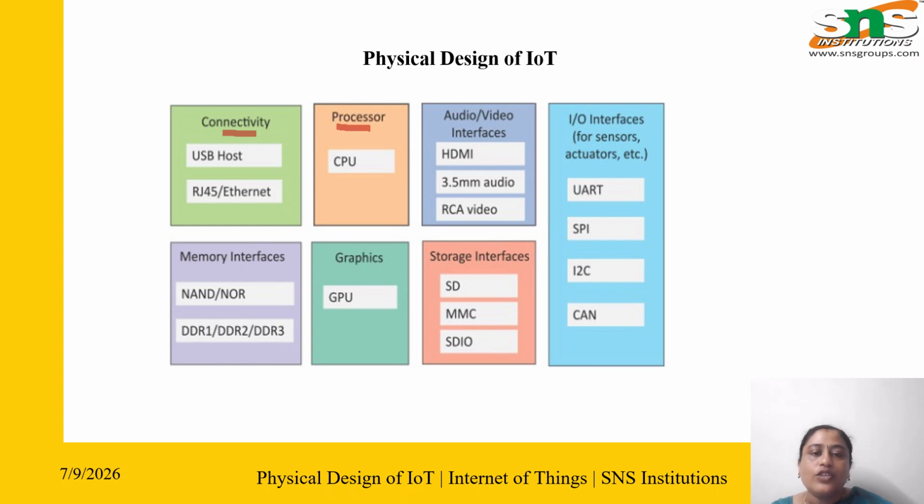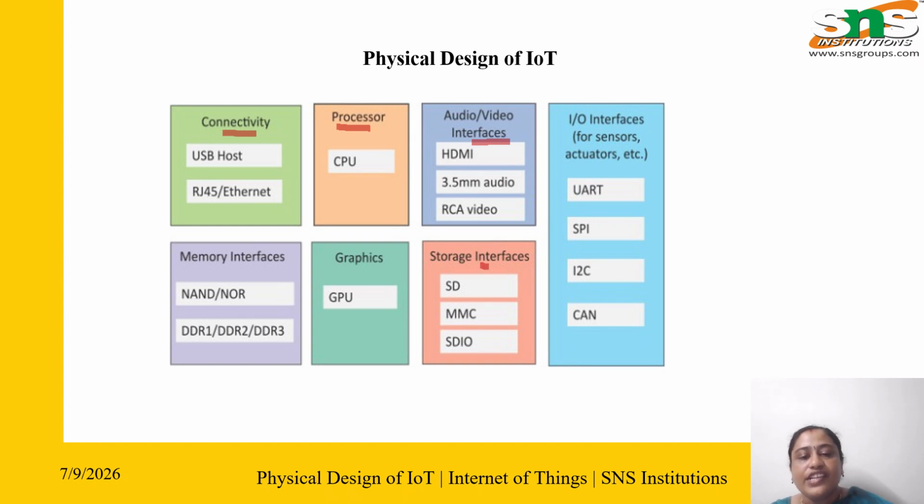The next block is the processor. The processor is the brain of the IoT ecosystem. It processes all the information into actionable insights. Then we have the audio video interfaces. For audio video input and output interfaces, we may have HDMI or RCA video, and for audio, we can have a 3.5 mm audio component. Then the next block is the IoT interfaces, mainly for sensors and actuators, to ensure seamless communication between the devices. Serial transmission is done using components like UART, SPI, I2C, CAN.